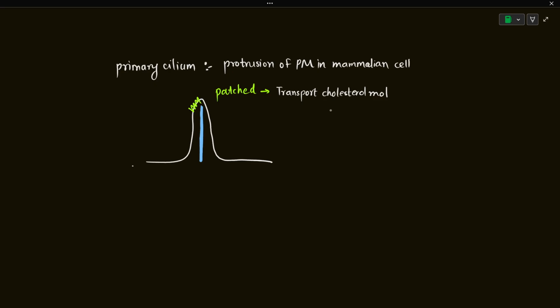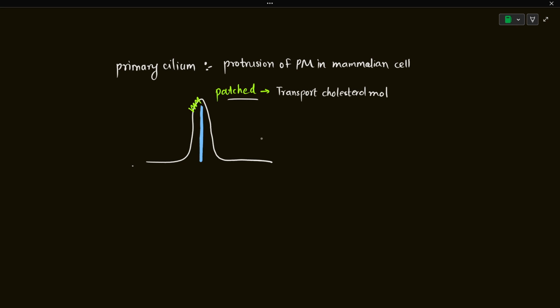Okay, so it can transport cholesterol molecules from the cell membrane. So cholesterol, you remember when we were discussing the plasma membrane in cell biology, we discussed that the plasma membrane also has cholesterol embedded in its lipid bilayer, right? So what does the patched receptor do?